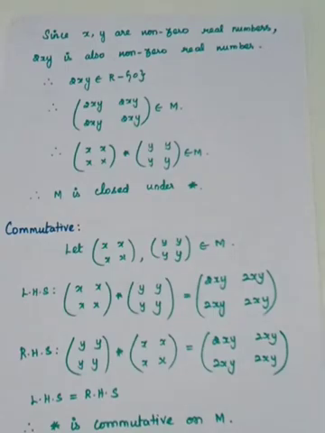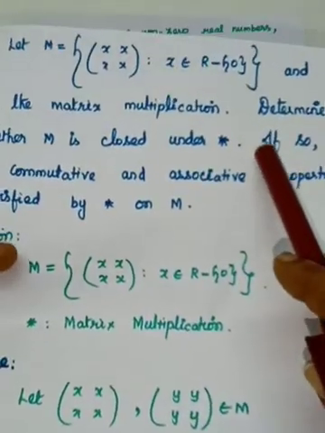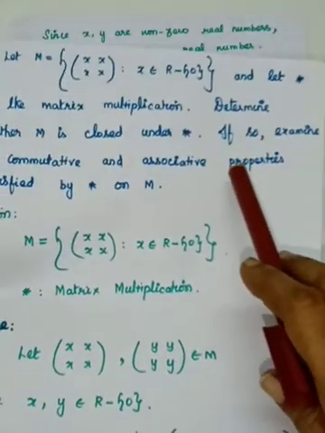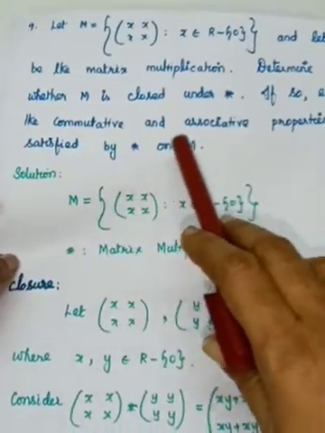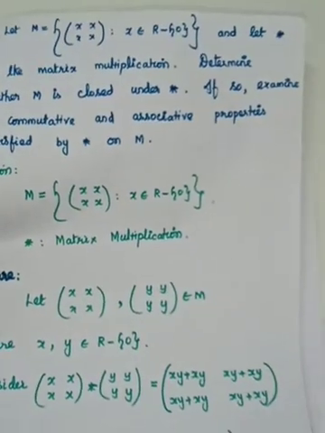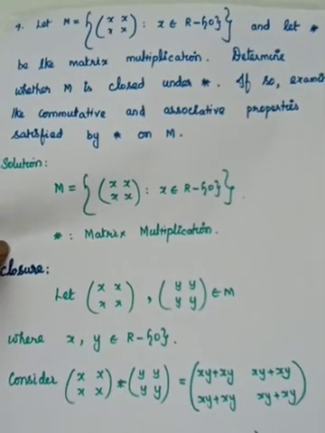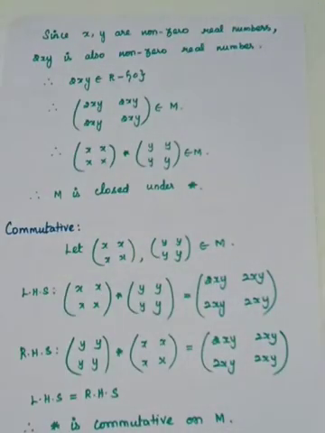which means the set is closed under asterisk, or the operation is a binary operation. In the question, the second part says: if so, examine whether the commutative and associative properties are satisfied by asterisk on M. So we have to go for commutative. Commutative means what? A asterisk B is equal to B asterisk A.